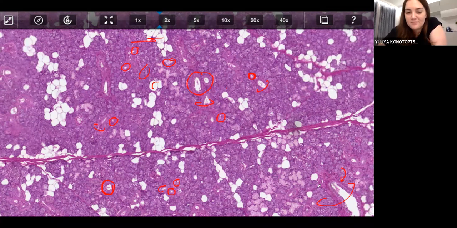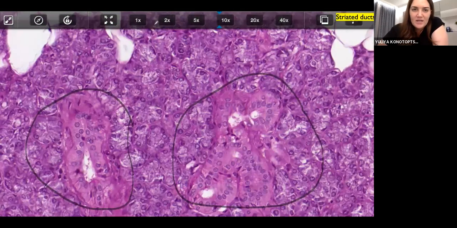Lobular. Excretory duct. Okay, so this one is the intralobular excretory duct. How do I know it's intra? Simply the amount of connective tissue. It's not as much.